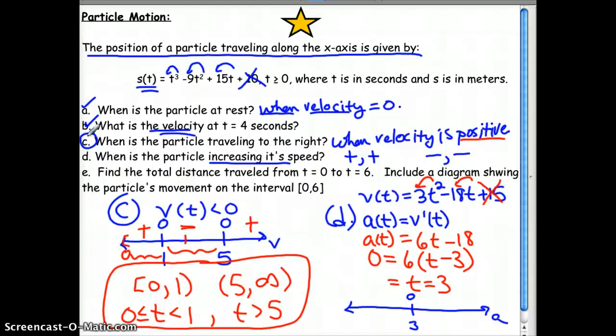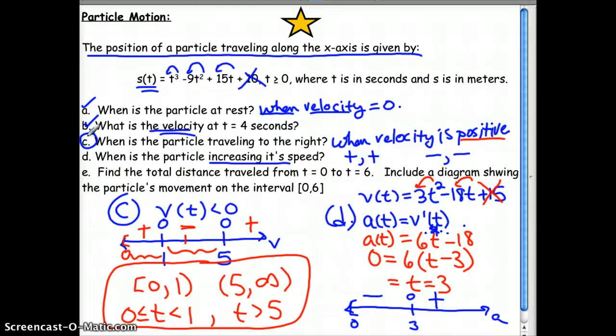So down here between 0 seconds and 3 seconds, I'm just going to plug a number into my velocity function, and I can plug anything in there, maybe a 2. And you'll notice I'm going to get a negative in the acceleration function. And then to the right of 3, maybe at 4, I'm going to have 6 times 4 minus 18, which is going to be positive. So my acceleration is positive from 3 to infinity and negative from 0 to 3.